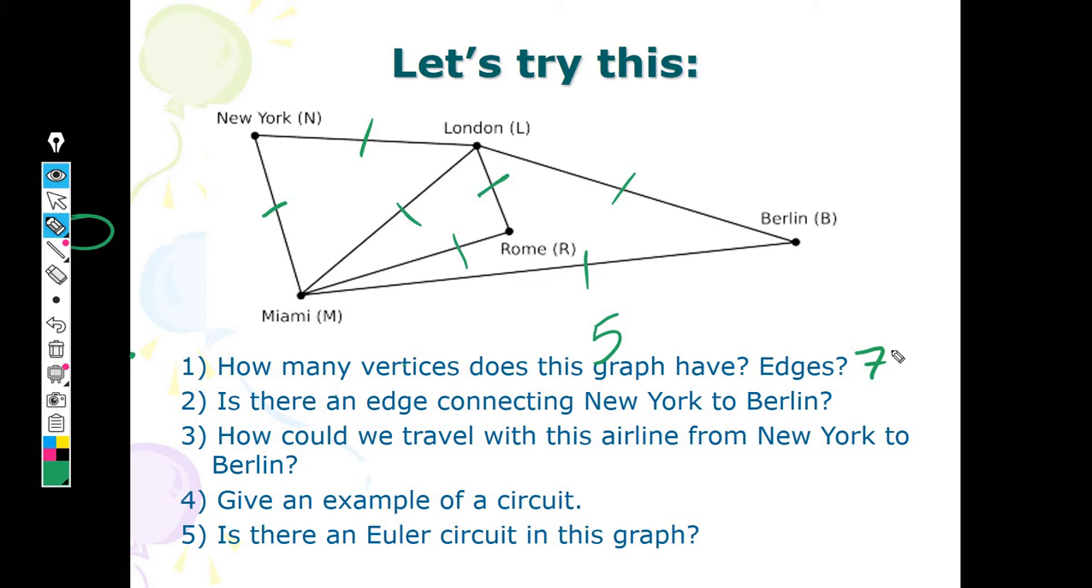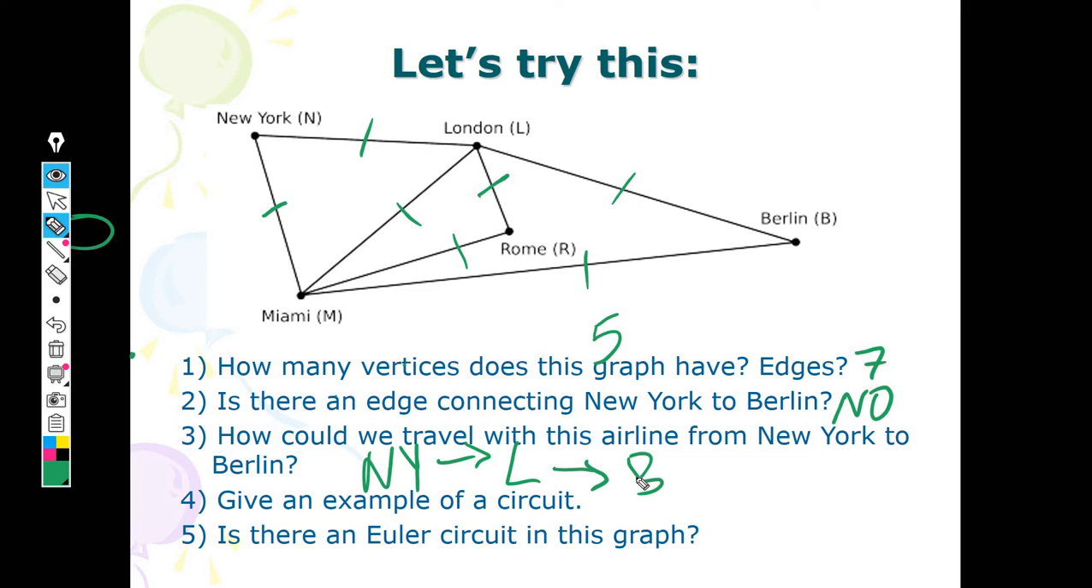Next question says, is there an edge? So is there a line connecting New York to Berlin? Technically, no, because you have to go through London to get to Berlin. There's not like a direct flight. Then it says, how could we travel with this airline from New York to Berlin? Like I said before, we have to go from New York to London to Berlin. And that would be the answer to number 3.